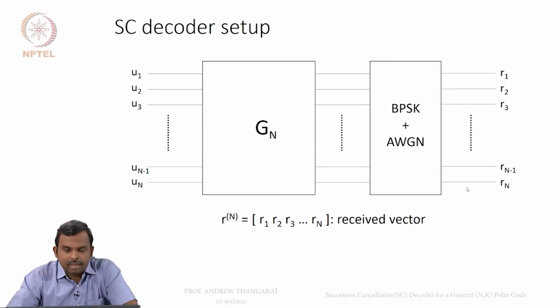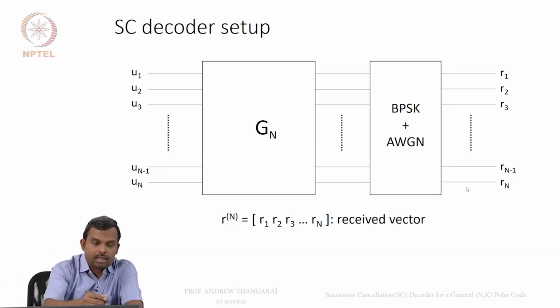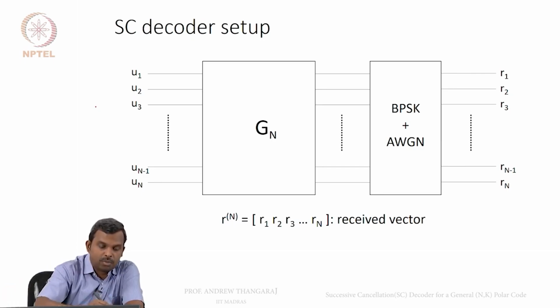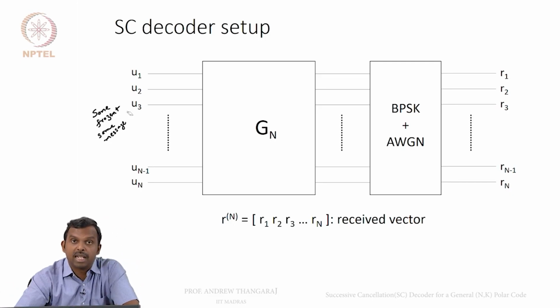The setup is shown in the slide. We have the bits u1 to un coming into the polarization kernel Gn. Now remember, some of these ui's are frozen positions, some are message. Some frozen and some message. That depends on the reliability sequence and the rate you want to transmit, etc.